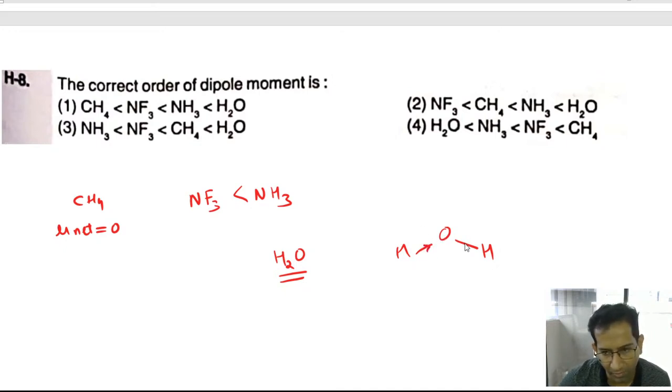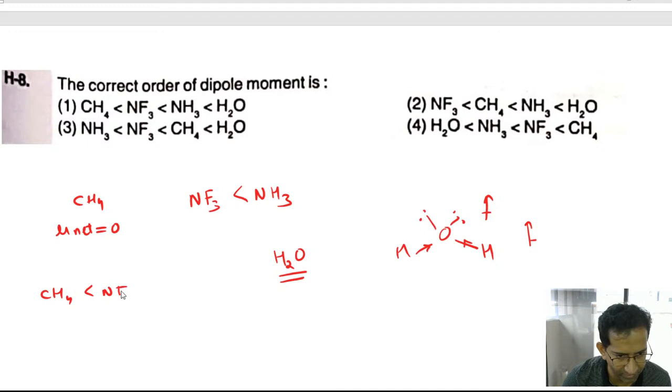The bonding electron pairs are towards oxygen. Oxygen is highly polar. Definitely the lone pairs are also in the same direction. So altogether, the polarity of H2O is highest, so methane less than NF3 less than NH3 less than H2O. The first option is the correct answer.